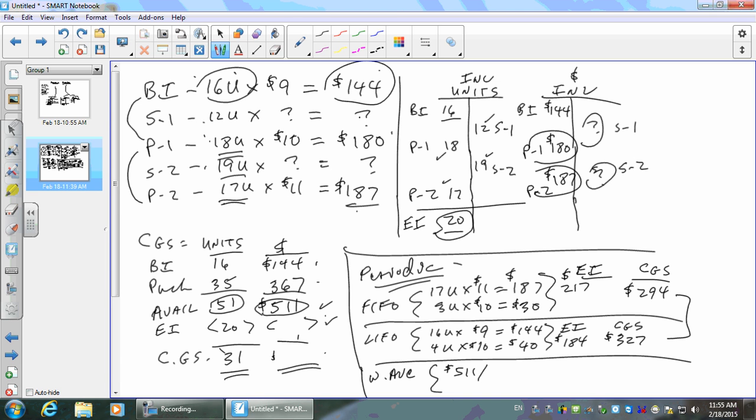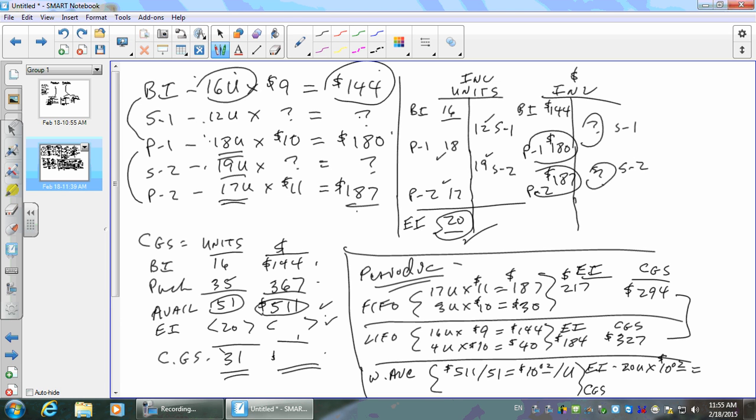I spent $511. Everybody agree to that? For how many units? 51, right? How much do they cost per unit? I think it's $10.02 approximately per unit. Everybody agree? Now, what's my ending inventory going to be? How many units do I have in ending inventory? 20? Everybody staying with me? What do they cost on average? $10.02. See, it's an average. How much is that? What's 20 times 10.02?